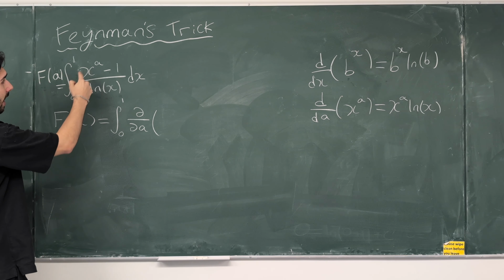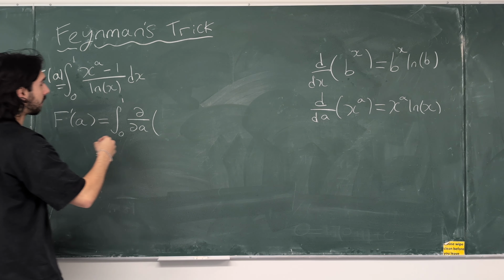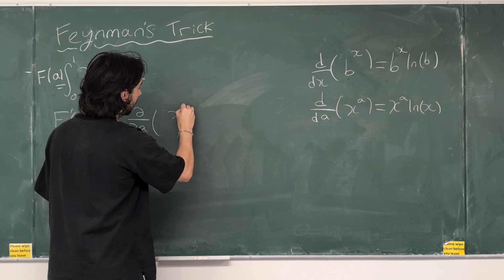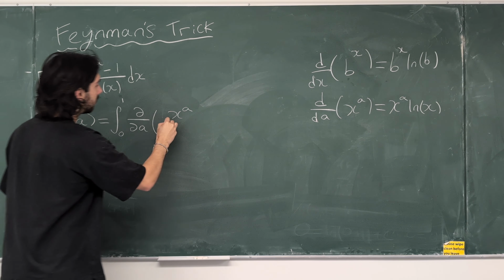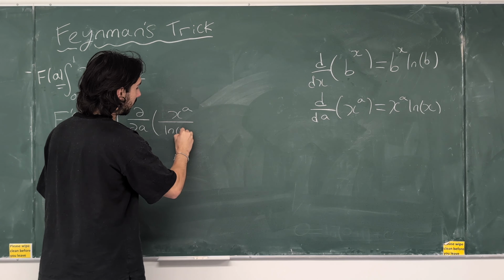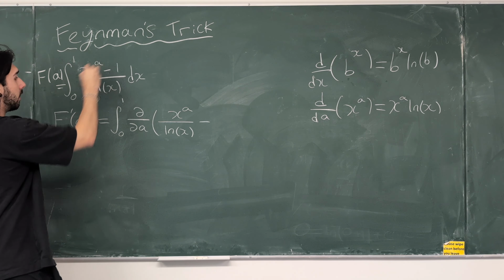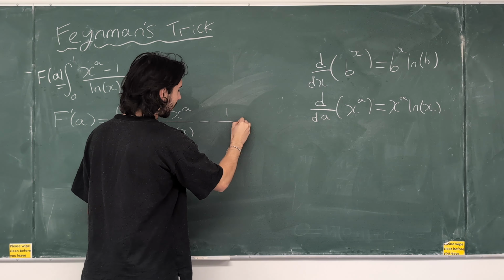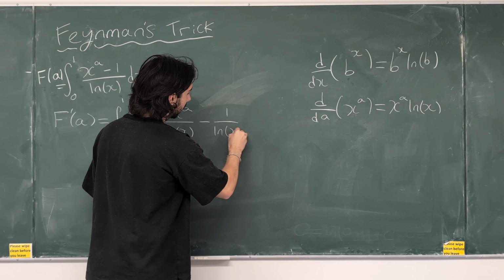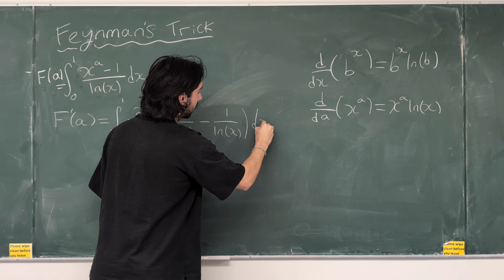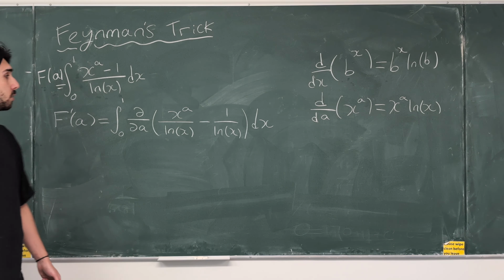And I'm going to rewrite x to the a minus 1 over the natural log of x. I'm just going to write this as two fractions here. I'm going to rewrite it as x to the a divided by the natural log of x minus 1 over the natural log of x. So I've not differentiated this yet. I'm just writing it like this because it's going to make it a bit easier to differentiate.